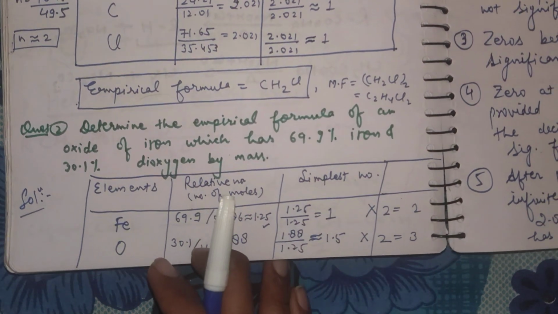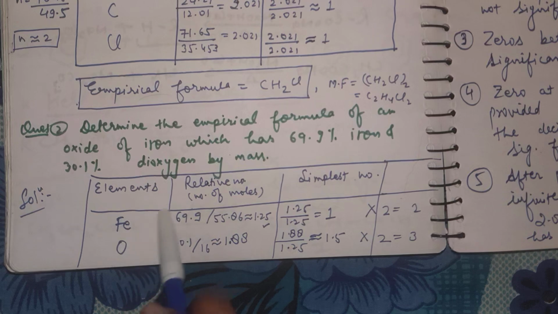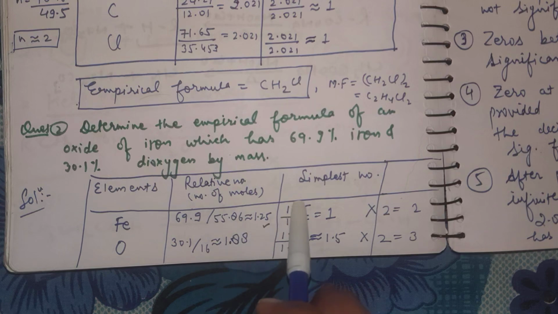Now on calculating, the elements' relative number, same concept here. Two elements are given, iron and oxygen. Percentage abundance divided by atomic mass: percentage abundance 30.1 divided by atomic mass 16. Same procedure gives 1.25 and 1.88. On dividing, the smallest number is 1.25, so 1.25 divided by 1.25 gives 1, and 1.88 divided by 1.25 gives 1.5.